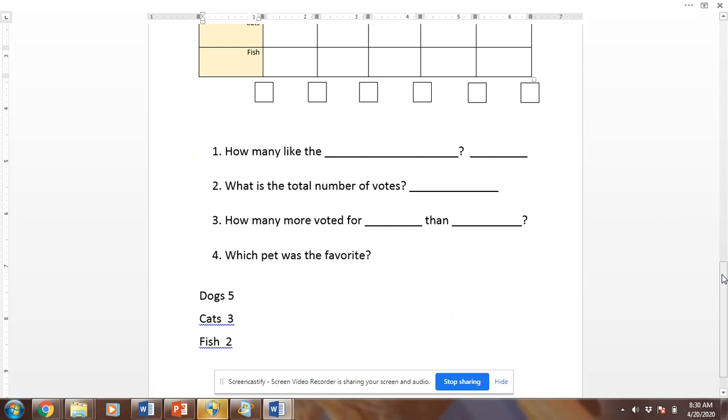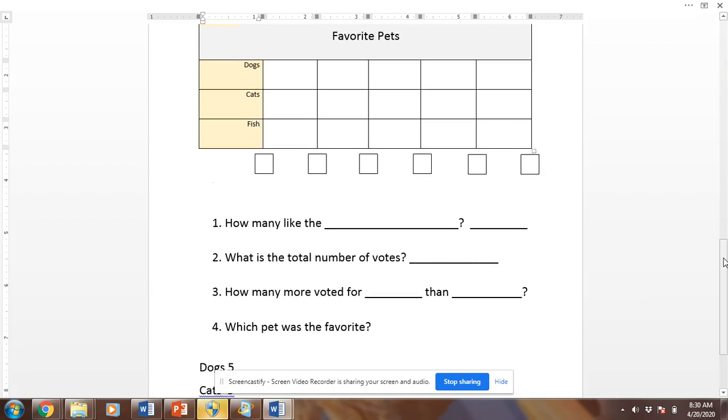If I had 8 as my highest, I would have to have 8 spaces here. But 5 is my highest number. So I have 1, 2, 3, 4, 5. And I know I don't have to go any further because I only have 5 as my most voted pet. So on here, we're going to put our numbers in. So this will be 1. This will be 2. This will be 3 and 4 and 5.